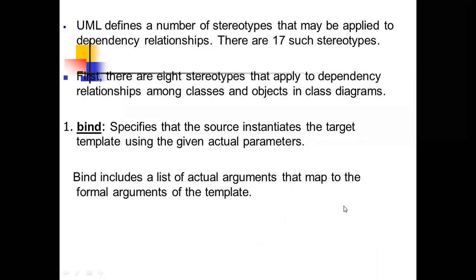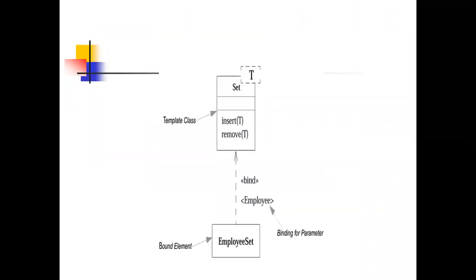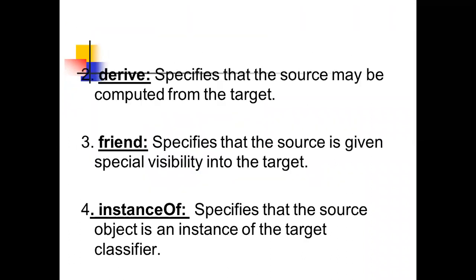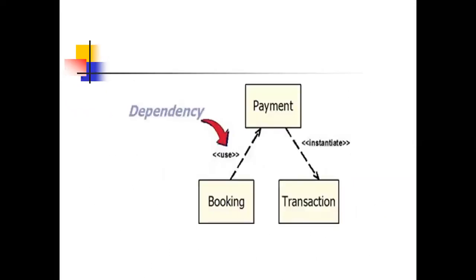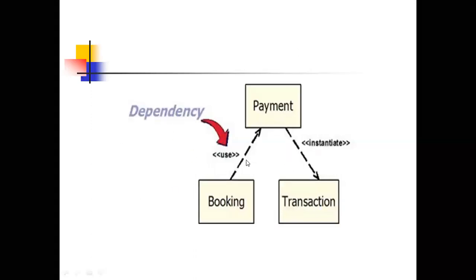So there are a number of stereotypes we are going to assign. That means there are 17 such stereotypes, like bind. Okay, there are several stereotypes: derive, friend, instance of, instantiate, power type, refine. Here you can see the dependency, how to assign payment by booking or transactions. You can see the dependency between these two classes. So booking uses payment.